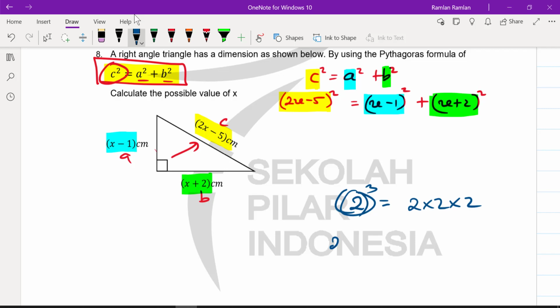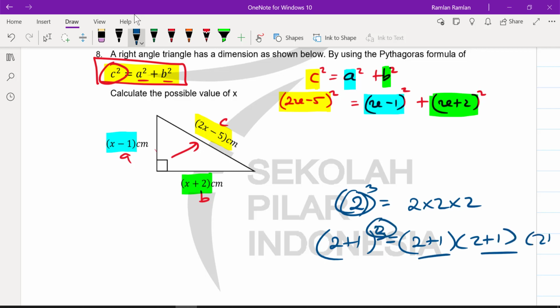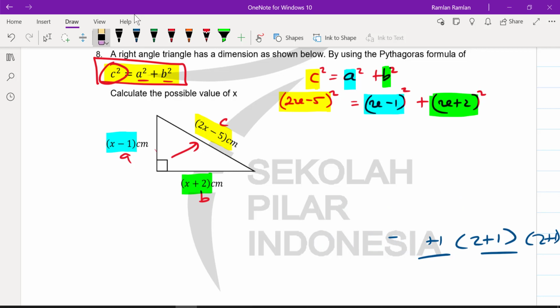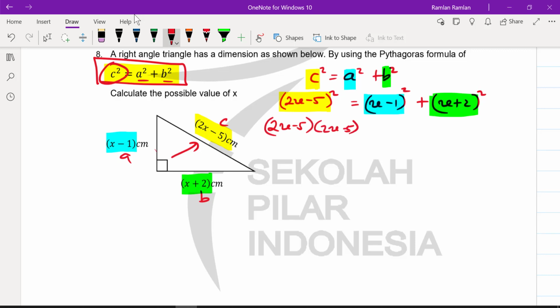What if I have 2 plus 1 to the power of 2? The same thing. I'm going to multiply 2 plus 1 by itself twice. What if we have 3? Multiply it again, like this. The same thing with this one over here: if we have this to the power of 2, we need to expand it as 2x minus 5 multiplied by itself twice, right?